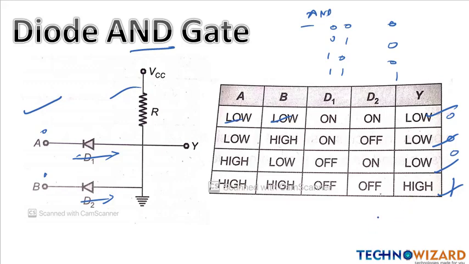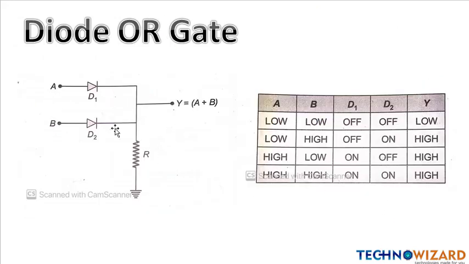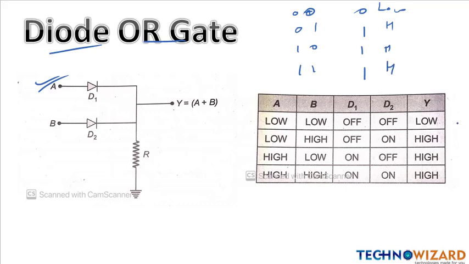Now similarly, we can also implement OR gate with the help of diode like this. In OR gate, we know that 0 plus 0 is 0, 0 plus 1 is 1, 1 plus 0 is 1, 1 plus 1 is 1. So see, low, high, high, high. देखो, इससे हम ऐसे implement कर सकते हैं diode OR gate.